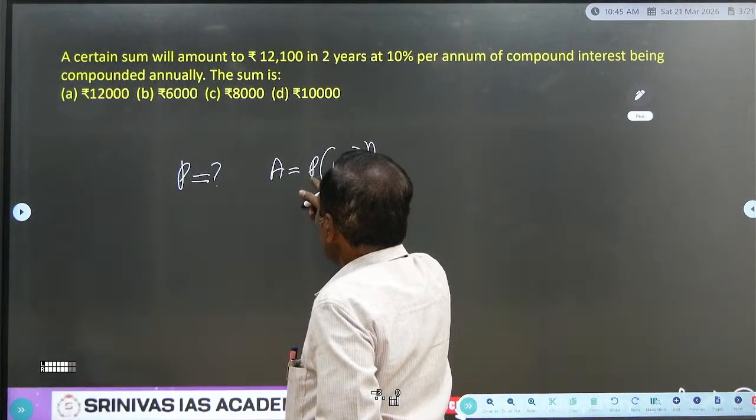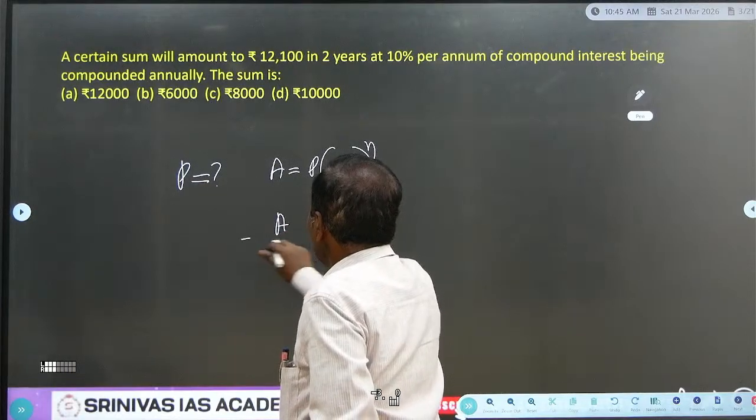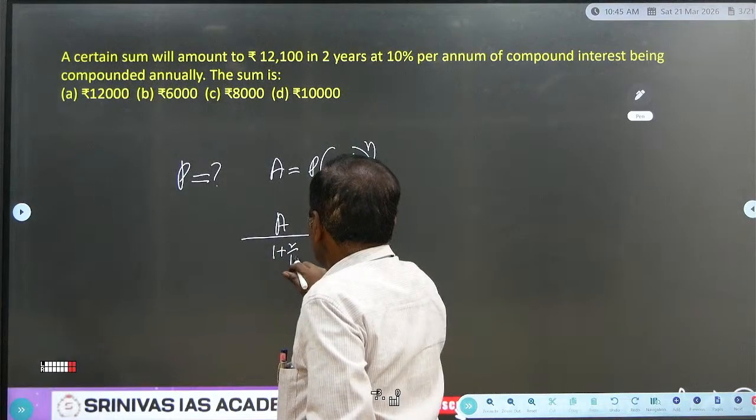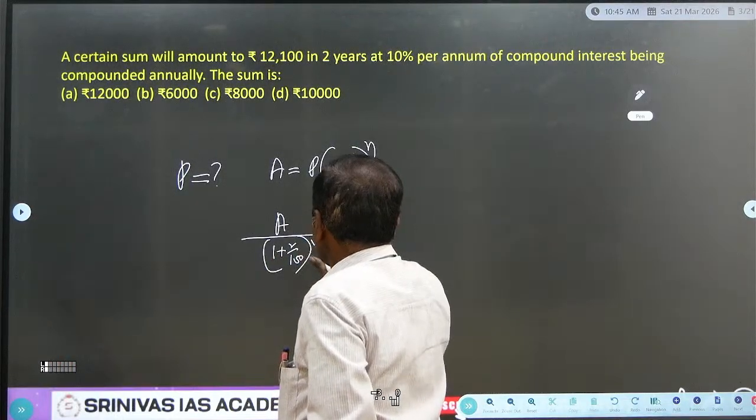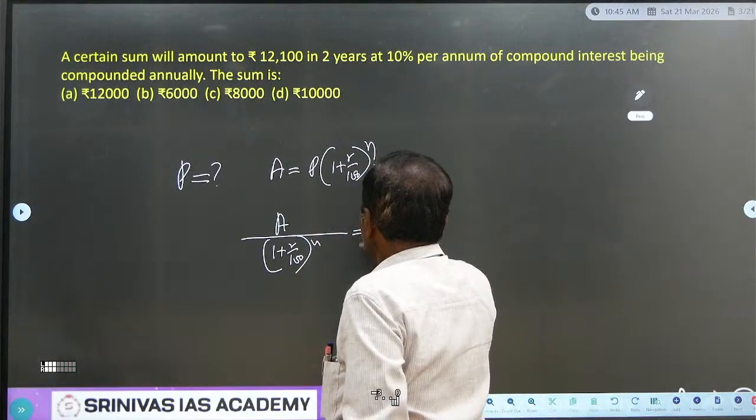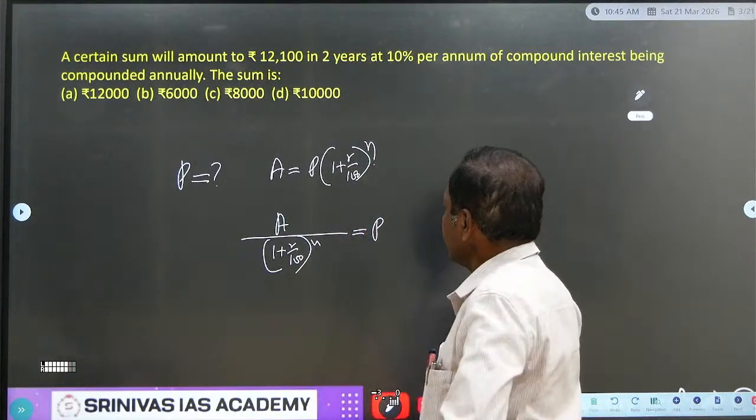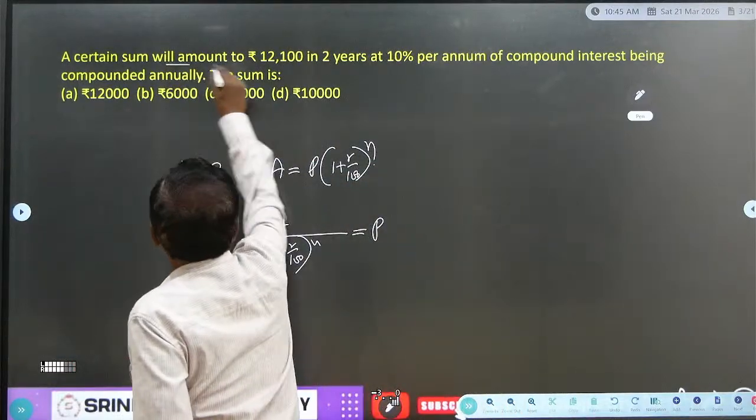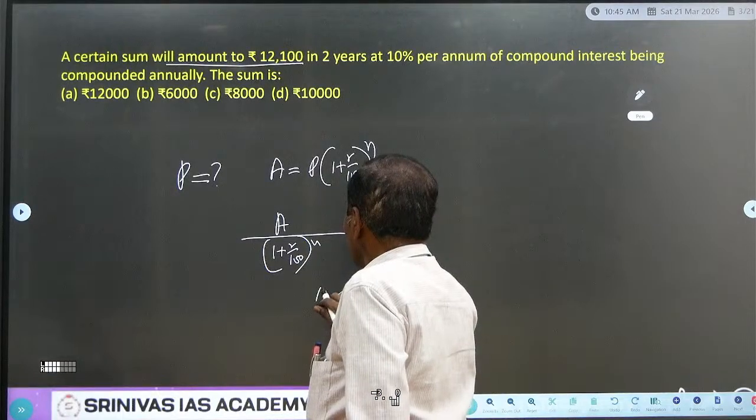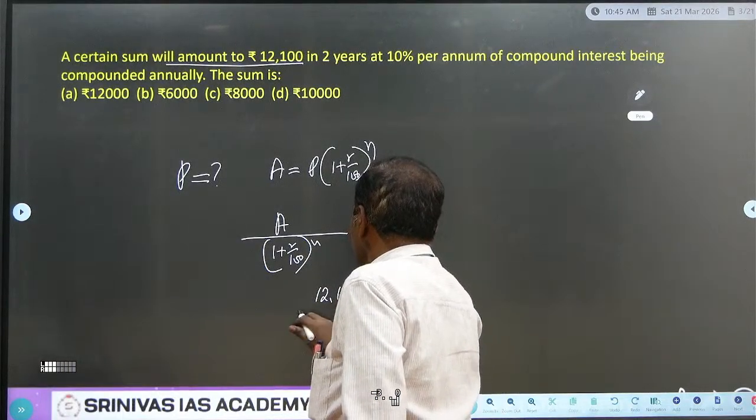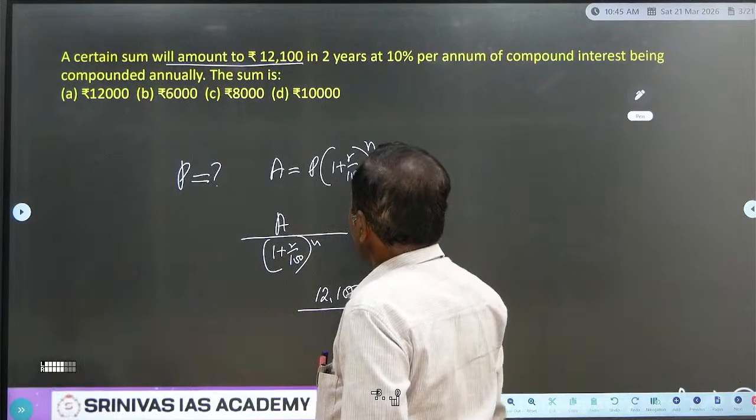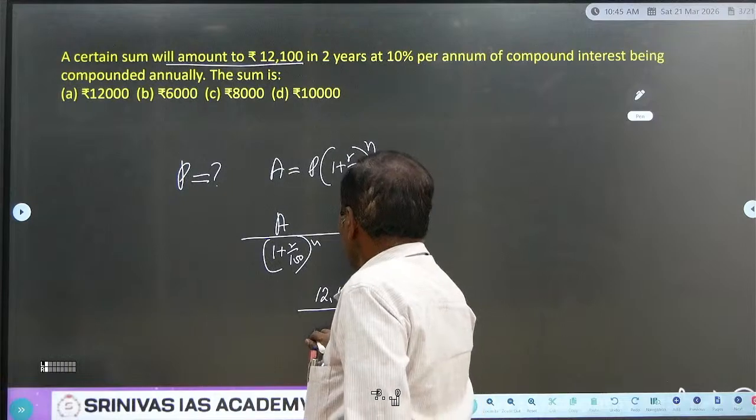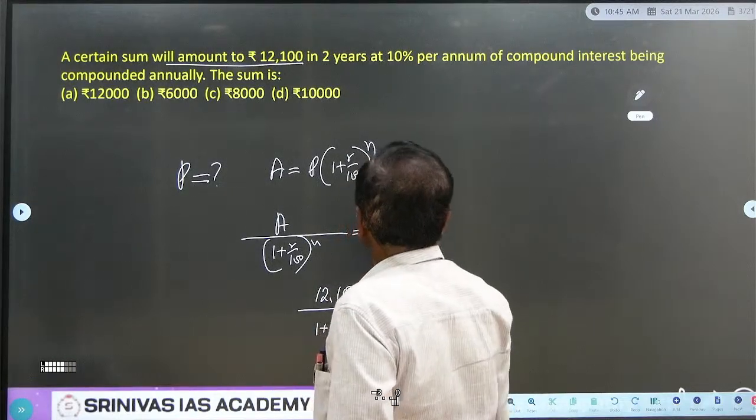Now we want to know the principal. Amount divided by 1 plus R by 100 to the power of n, then you get the principal money. What is the amount? Amount is given. The sum will amount to rupees 12,100. So 12,100 by 1 plus R by 100. What is the rate of interest?